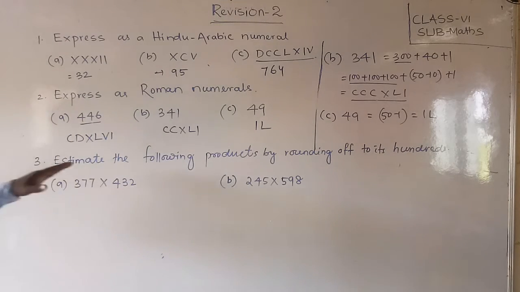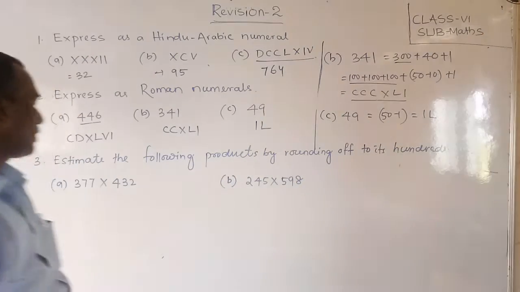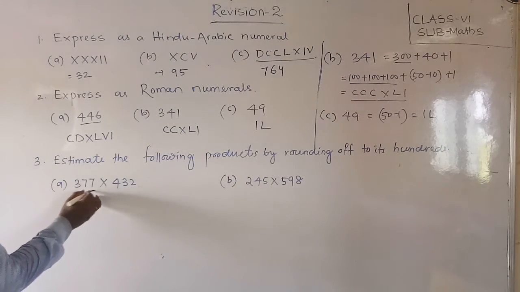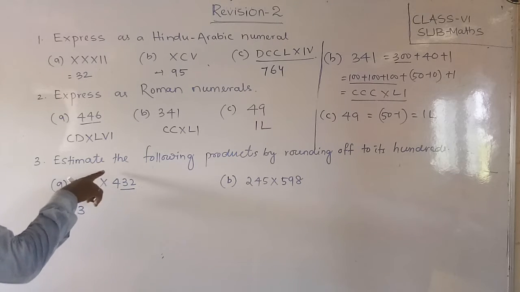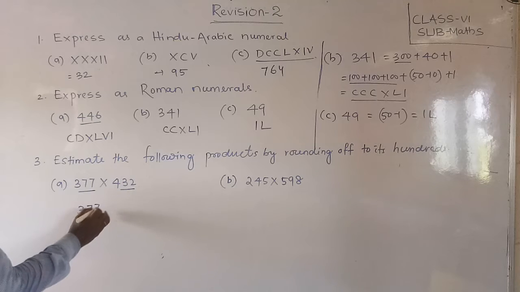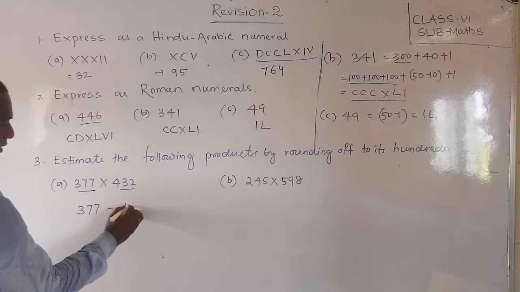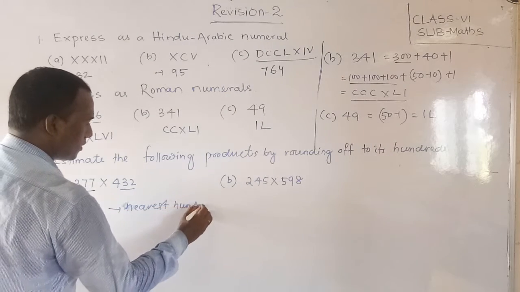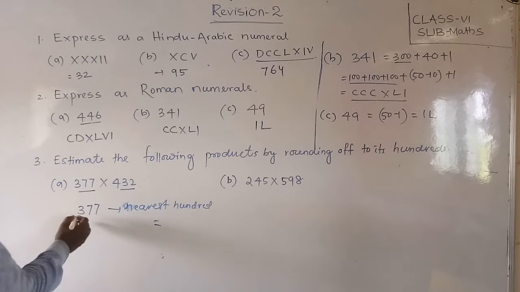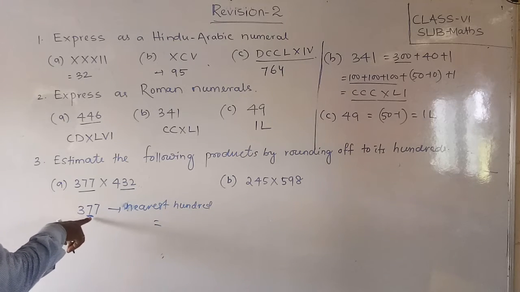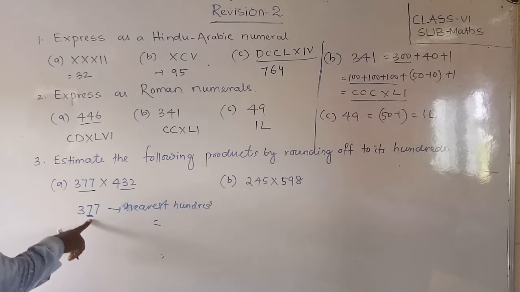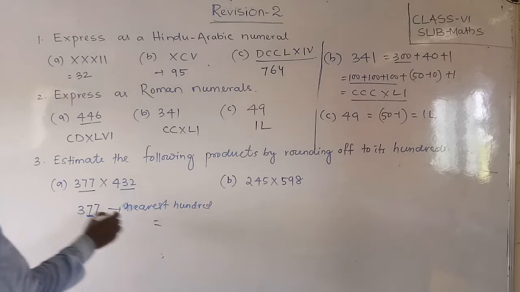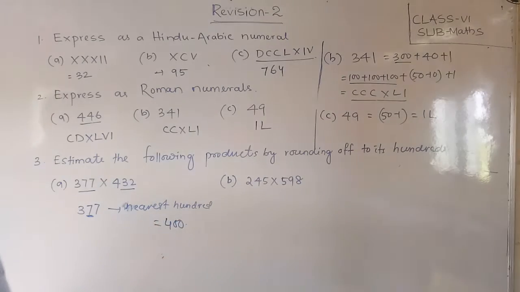Say the third one: estimate the following products by rounding off to the nearest hundreds. Friends, first of all you have to round it up to the hundreds place. So 377, nearest 100, is equal to how much will come, friends? Because if you are checking the hundreds place, you have to check the tens place digit. The tens place digit, what is that? 7 is there. That means 5 or more, so the hundreds digit will increase. So we can write 400. Okay.